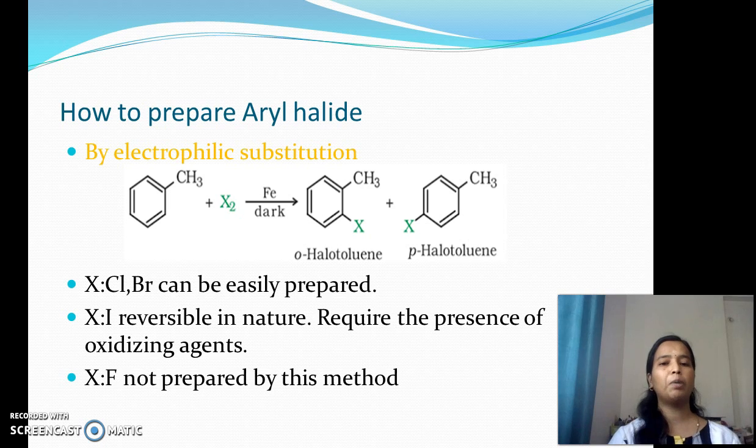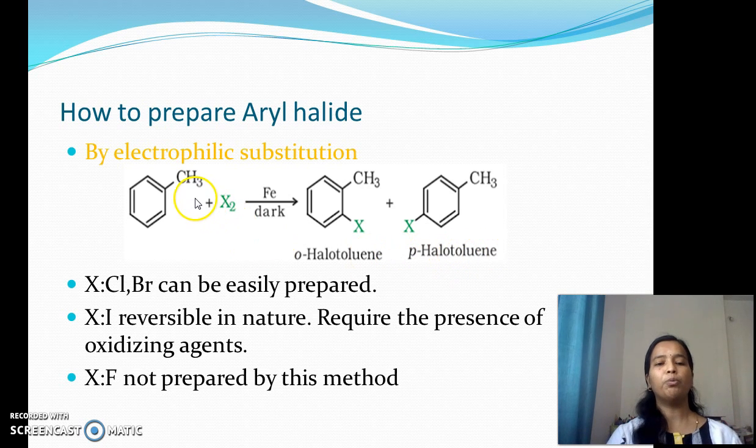Now we'll see how an aryl halide can be obtained. It can be prepared by electrophilic substitution reaction. You can see here a methyl benzene, or commonly called toluene. When it is treated with halogen, the reaction has to be carried out in the presence of a Lewis acid, iron as a catalyst. Then you can see the halogen atom gets substituted at the ortho and para positions. That is, you get a mixture of ortho-halotoluene and para-halotoluene.